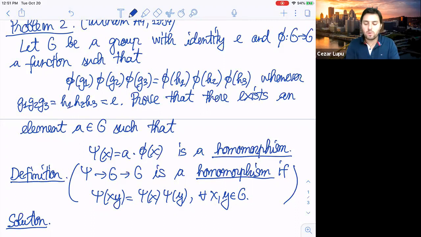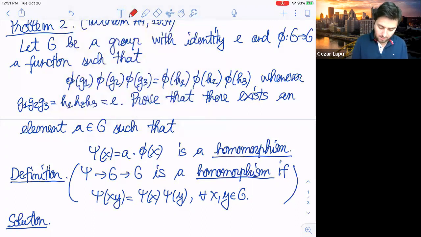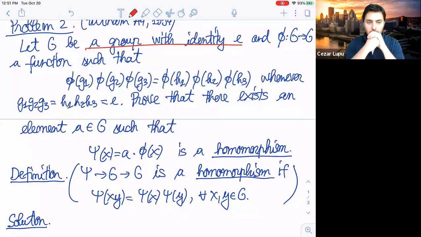Keep in mind that we're dealing with a group here. So when we're dealing with a group, you will assume all the properties of the group. So let me say that. This is a group with identity. And we have a map that satisfies that property. So you have to show that there exists this map, A times phi of x, is a homomorphism.